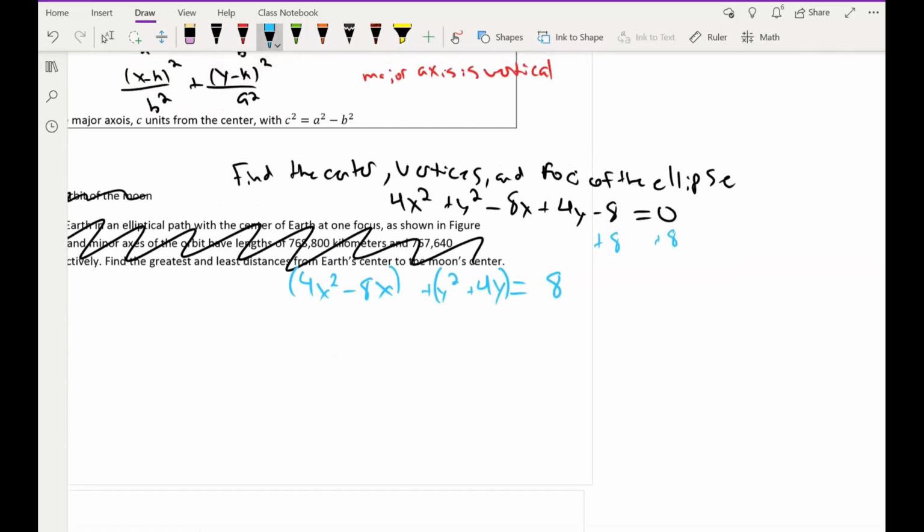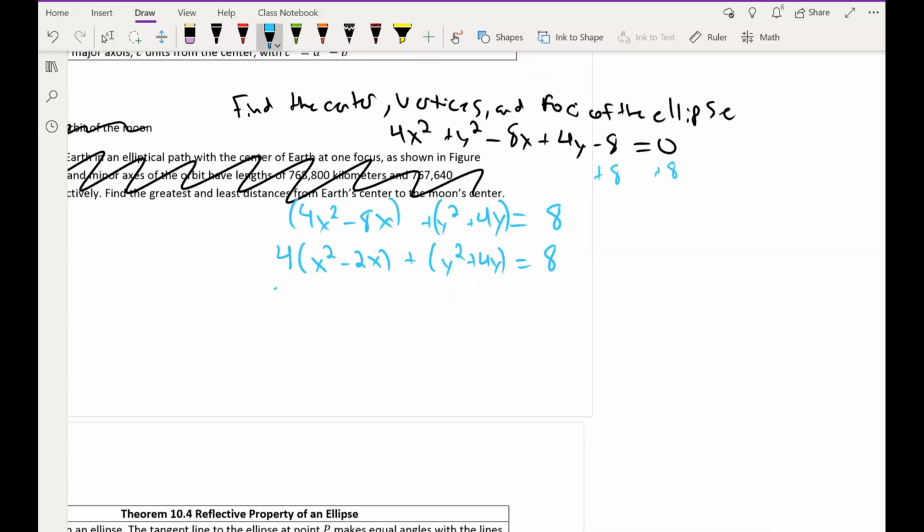Now what we want to do is make sure there's no coefficient in front of that quadratic term, so we can factor out a 4 in both of these terms. This is the same as 4 times x squared minus 2x, plus, well, we don't need to factor anything out here, y squared plus 4y. Then we're going to complete the square for each of these. So this is equal to 4 times x squared minus 2x, and remember we're going to divide the coefficient in the linear term by 2 and then square that. So negative 2 divided by 2 is negative 1. Negative 1 squared is 1.